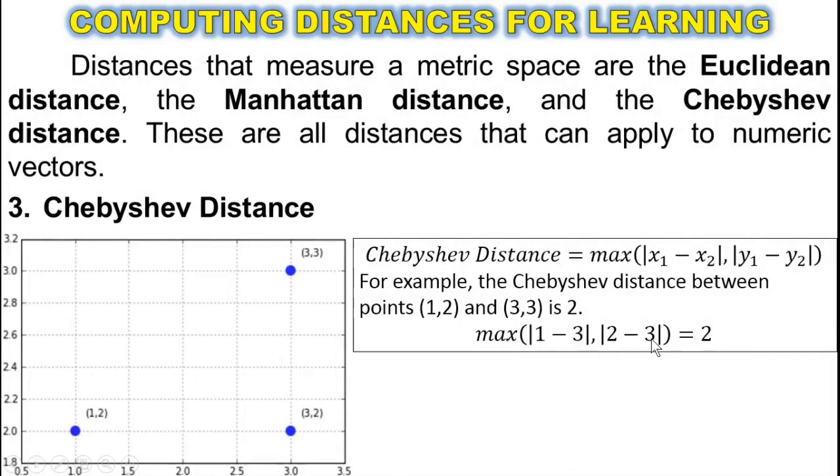Number 3, the Chebyshev distance. The formula of Chebyshev distance is the maximum of the absolute differences between the 2 points. For example, the Chebyshev distance between the points 1, 2 and 3, 3 is 2. The maximum between 2 and 1 is 2.